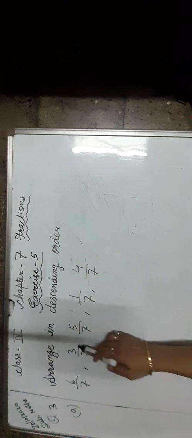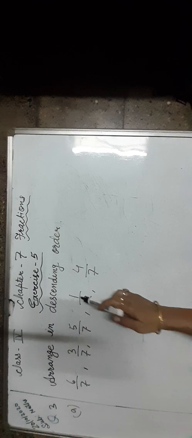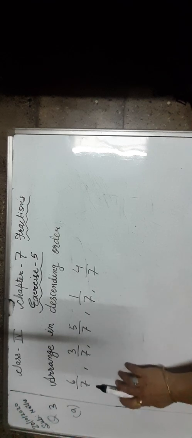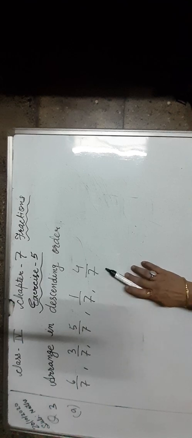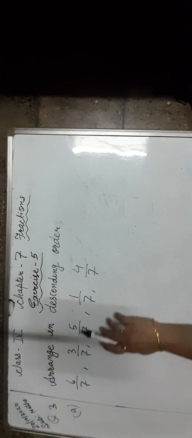Let us do question number 3. Arrange in descending order. 6 upon 7, 3 upon 7, 5 upon 7, 1 upon 7 and 4 upon 7. As you can see, the denominators are same. So when the denominators are same, the fraction with the greater numerator is greater. So let us compare the numerators.